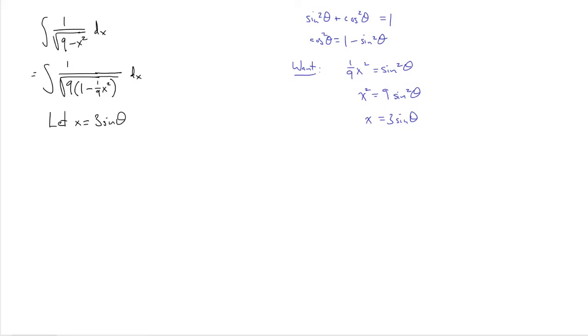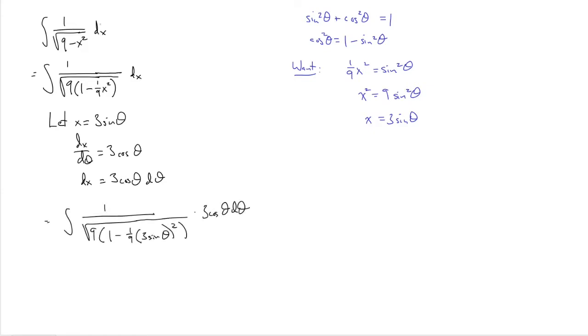So we let x be 3 times the sine of theta, and I'll give you mechanical rules for how to decide on that a little bit later on. Then taking the derivative with respect to the variable theta, we get that dx d theta is 3 times the cosine of theta, or in differential notation, dx is 3 times the cosine of theta d theta. And the beauty here is that we can now rewrite our original integral entirely in terms of the new variable theta.